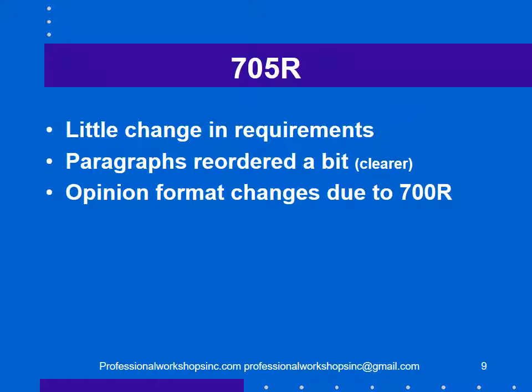Now, the things that makes this 705 revised are really very few in terms of the requirements. The requirements change very little. The paragraphs have been reordered a bit. Arguably, it's a bit clearer the way the section is now structured. So not much change in the section, but big changes in the opinion format, even though kind of the rules and the concept of how the opinion is qualified are the same. Lots of opinion format changes due to 700R.